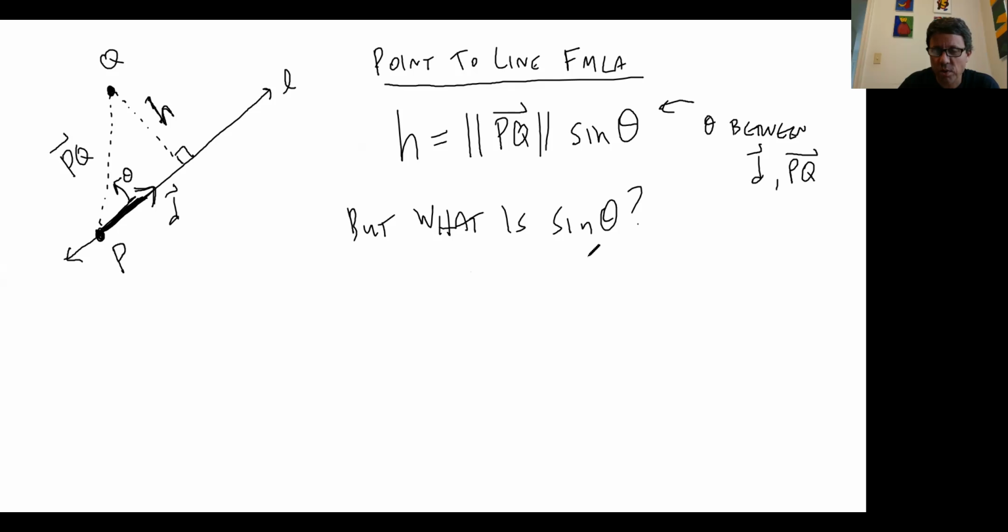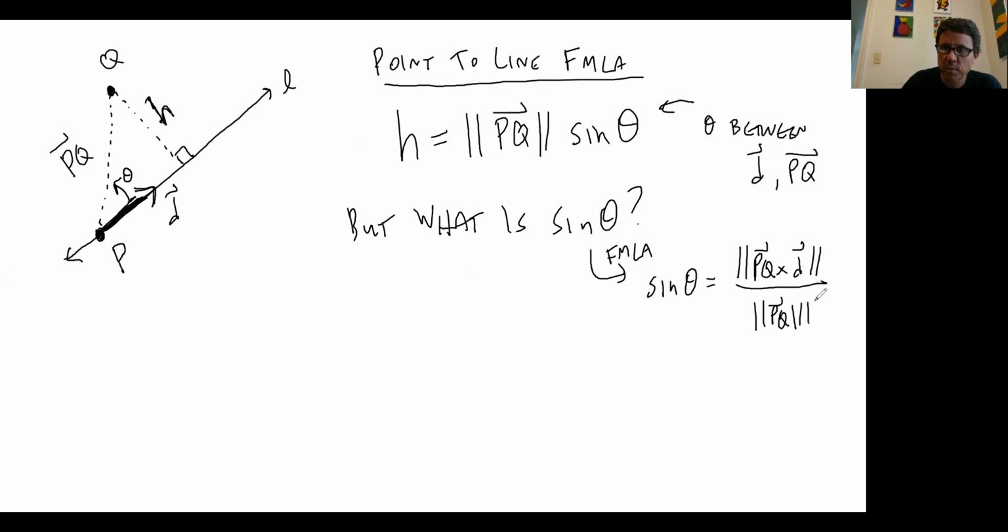It turns out, this was something I just gave, that the sine of the angle between two vectors is equal to the length of the cross product, that's one of the examples why we did the cross product, divided by each length multiplied together. So the length of PQ and the length of D. That's a nice formula that comes out of cross products: you can get the sine of the angle between them. So if you put all that stuff together, here's what you get.